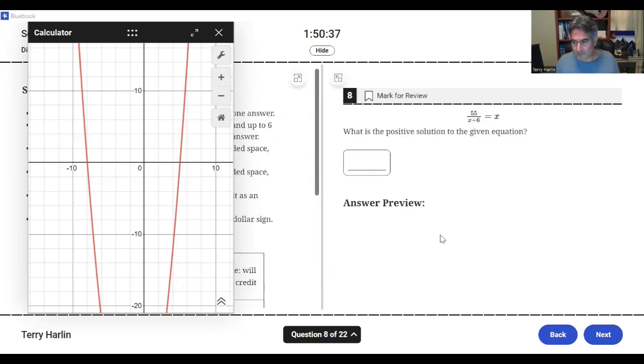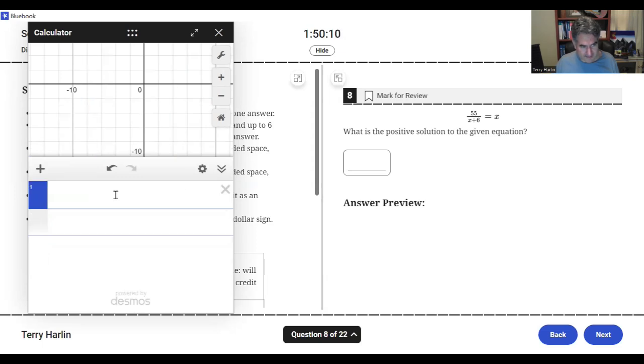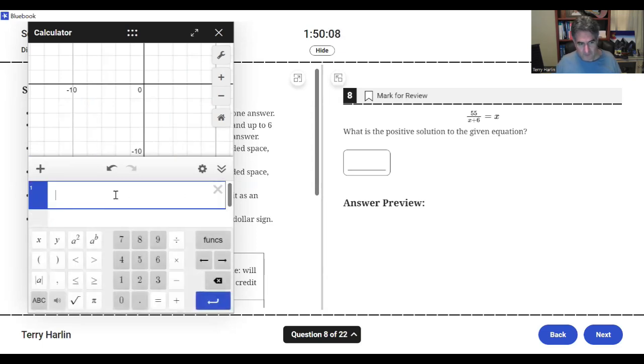Okay, here we are on number 8. This is not necessarily how I would solve these problems, but I'm just going to show you how you can use a calculator for this. Notice we still have the parabola from the last problem up here. So I want to click on the bottom right here, and I want to click on that X. It gets rid of our parabola. Now I can put in this equation.